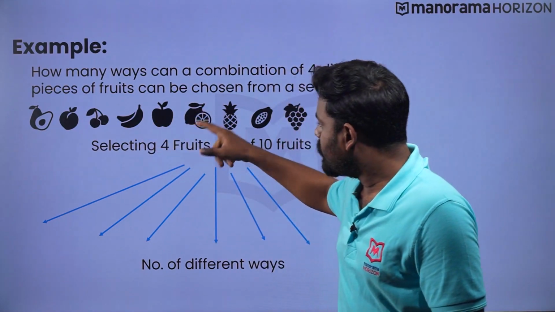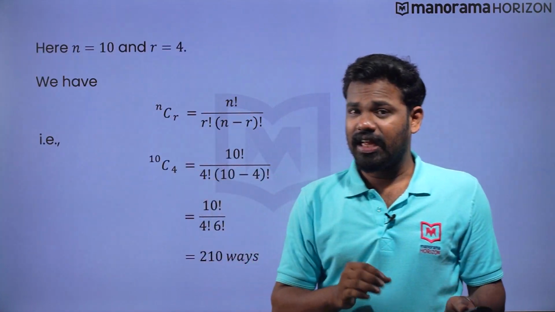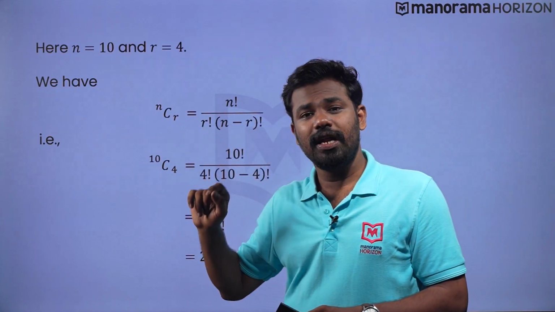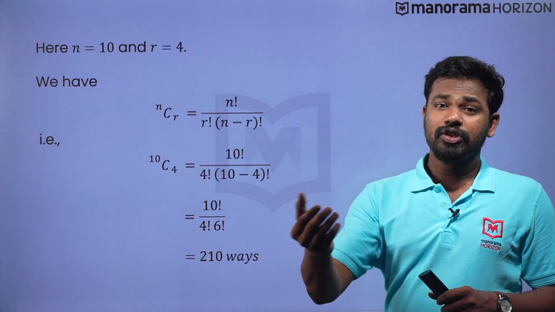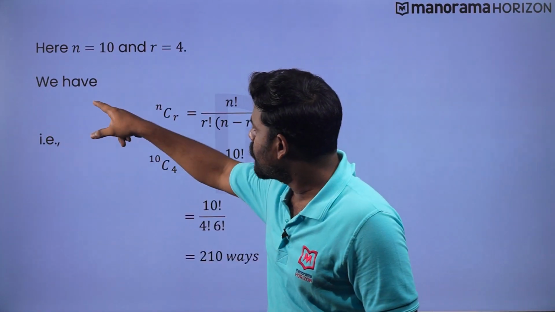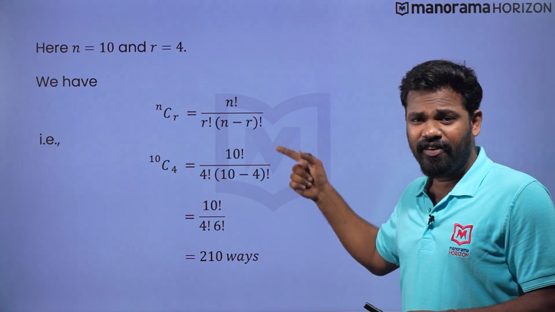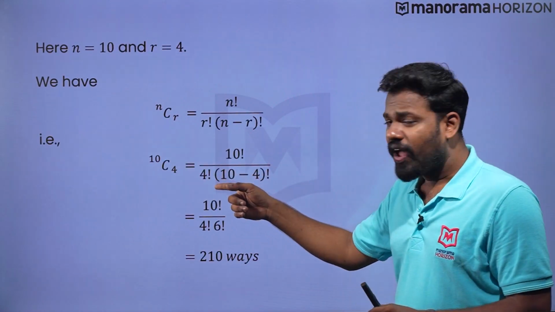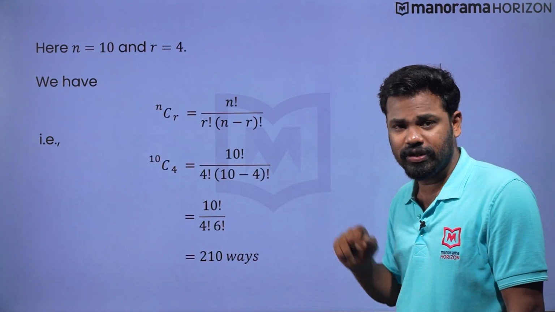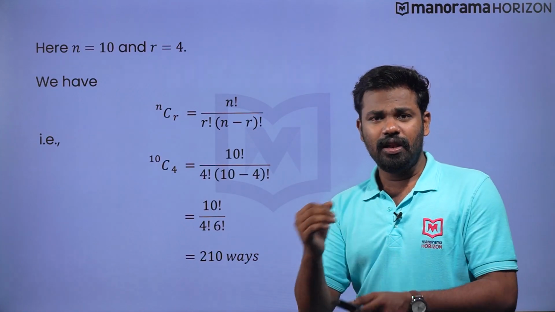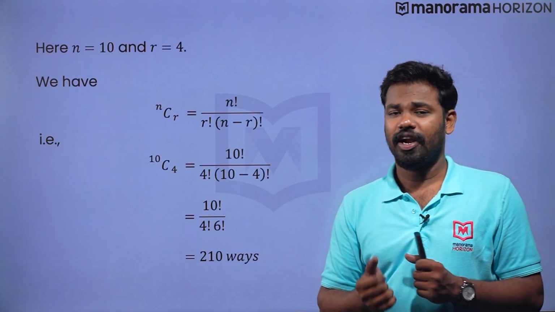From the 10 fruits, if I'm asking you to select 4 fruits, that can be done using the formula we have just studied, nCr. Here n is 10, because the total number of fruits is 10, and r is 4, the number of fruits you are selecting. So using the formula, it is 10C4, which is 10 factorial by 4 factorial into (10 minus 4) the whole factorial, which is 10 factorial by 4 factorial into 6 factorial. Using the calculations and factorials that we have already studied, you will finally get the answer: 210 different ways.